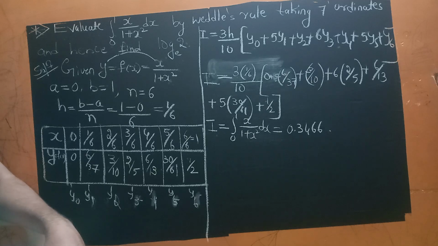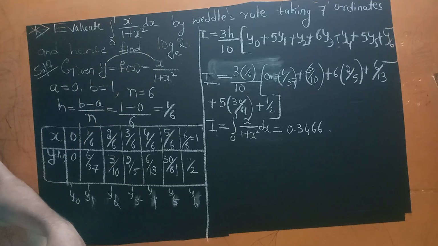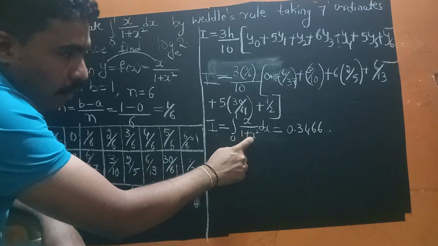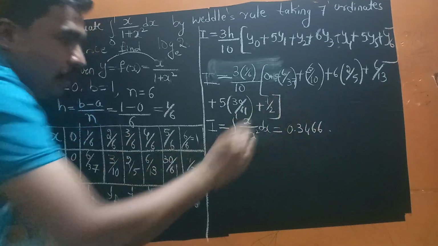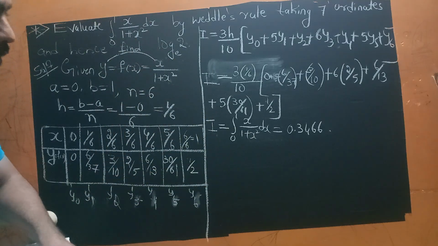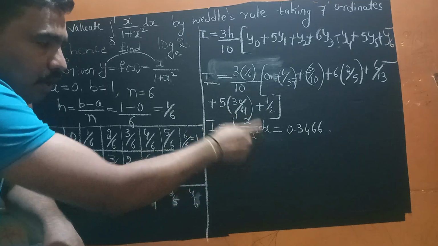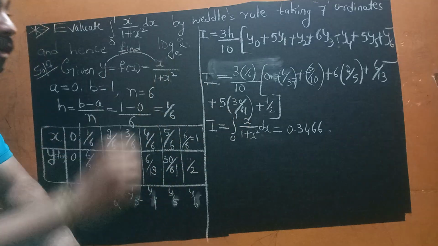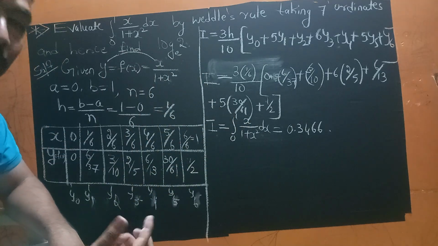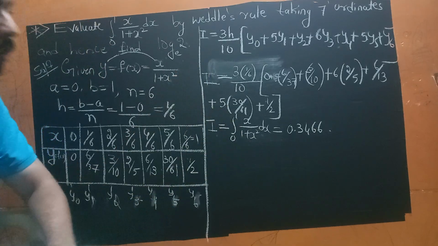This is the first part of the problem, and the second part is what? They are also asking us to find log 2 from this part. Now the value of this integral we have is 0.3466. Using this we have to evaluate log 2. So how to evaluate? Left hand side we have integral 0 to 1 x by 1 plus x square dx. So how to integrate this, that is very important. That comes under analytical solution. We have to solve this particular part by the analytical method.